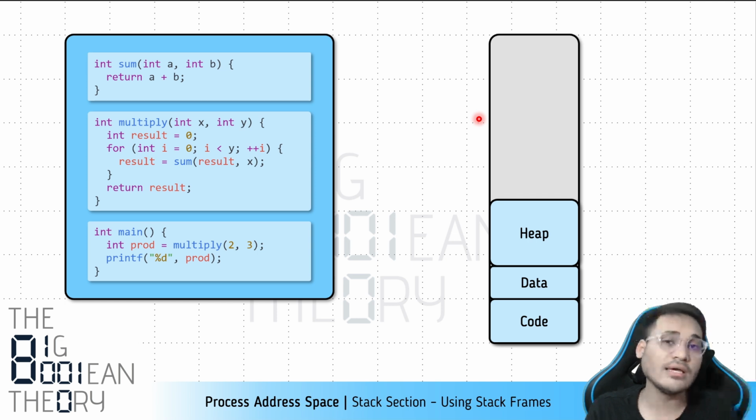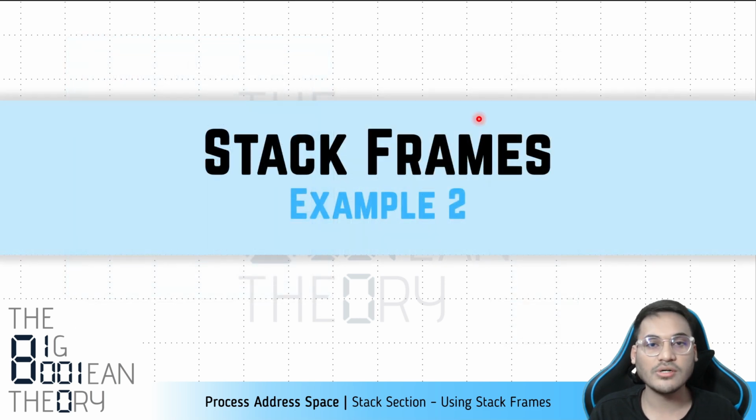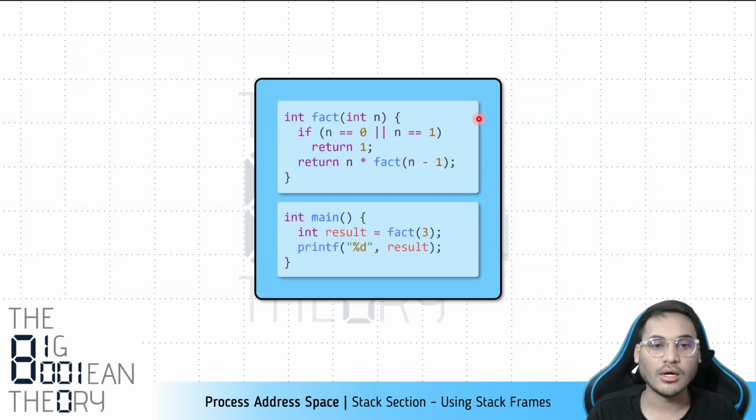So now you have a clear idea of how this portion of the address space, that is the stack section, is utilized for the execution of the functions. Now we'll take one more example, the example of the factorial function, right? This is somewhat different because it is a recursive function. So let me quickly recall the factorial program.